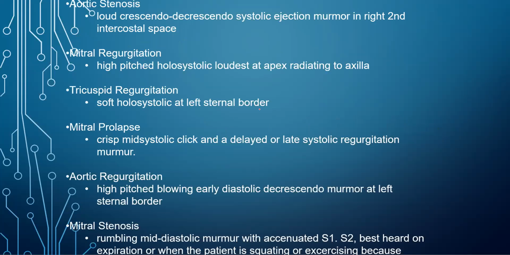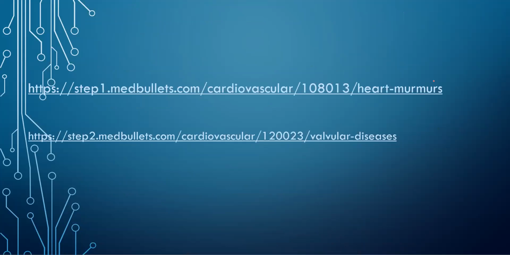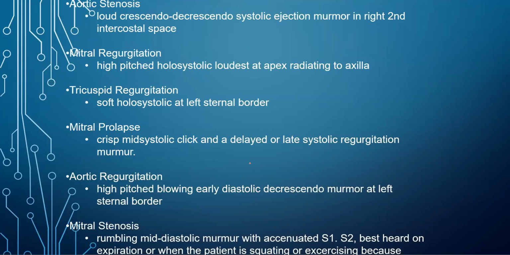Next is valvular heart disease. As I was saying, you don't need to know the specific valvular condition. The only thing that comes in the exam is the murmur. You need to know these murmurs really well, because a lot of questions come. If you want, you should go to the MedBullet link. It has all the murmurs and everything written very precisely, and that usually gives you the whole idea that you need.